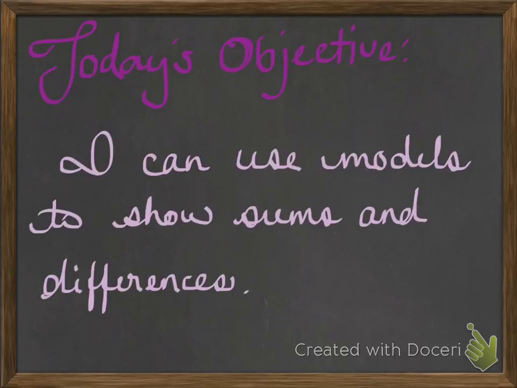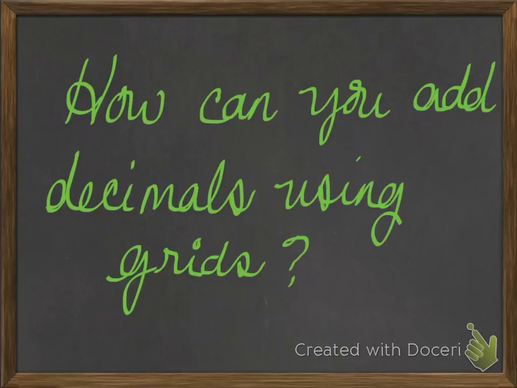Today's objective is I can use models to show sums and differences. So our first question to ask ourselves is how can you add decimals using grids? We're going to be using these to add and subtract with decimals.